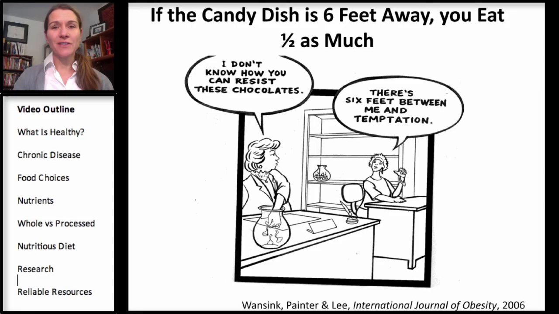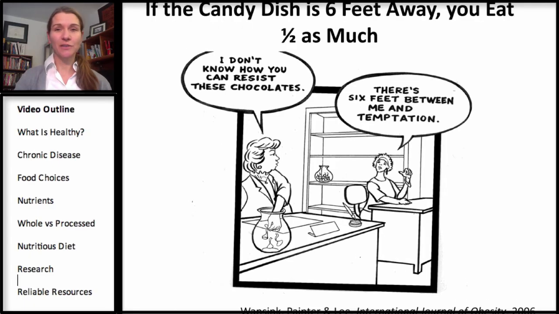So you already know the answer to this question, who eats the most? Well, when it's right in front of you, you eat the most. When it's 6 feet away, you eat half as much. And when it's behind the closet, you don't eat much at all, because out of sight, out of mind. Now we're going to talk more about Dr. Wansink's experiments next week.